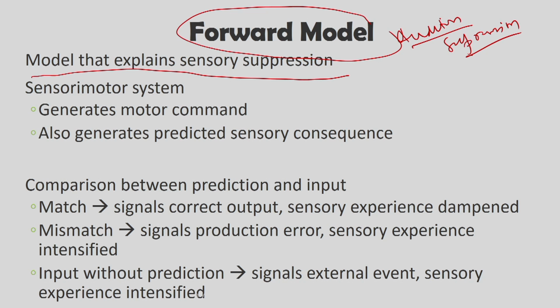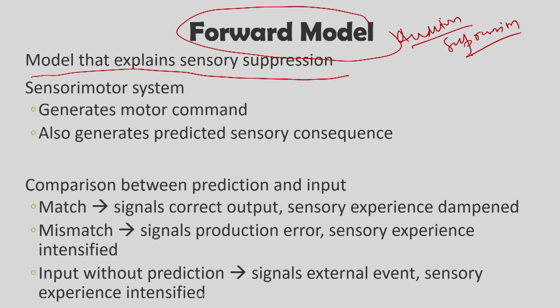Now, when the somatosensory system prepares your vocal system for speaking, it gives a command to the vocal system to speak. At the same time, it also generates a predicted sensory consequence that you are going to hear. So, when you speak, and this speech is heard by the ear, and what the ear hears matches with what the somatosensory system has already suggested it is going to hear, what you hear will be dampened, and so you can speak.